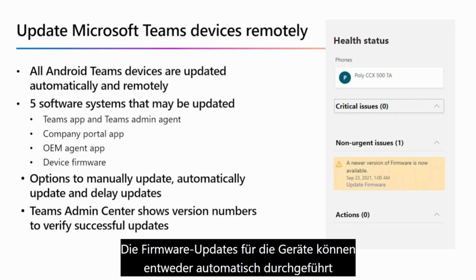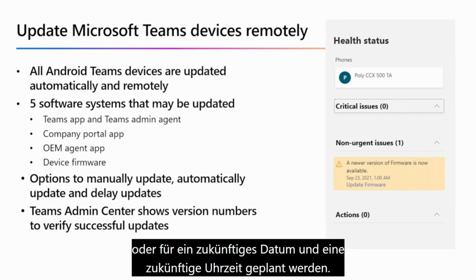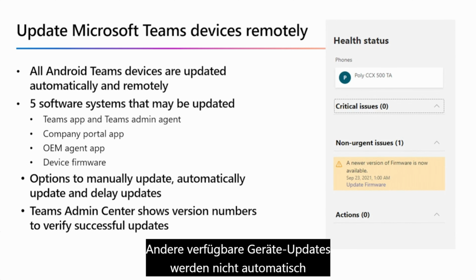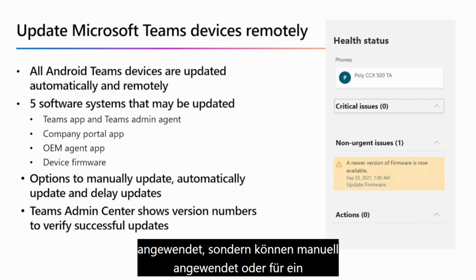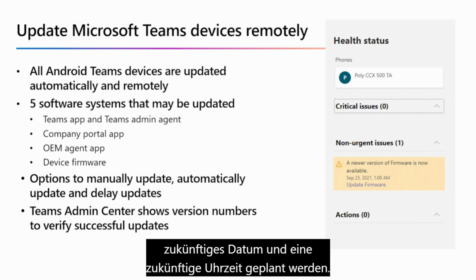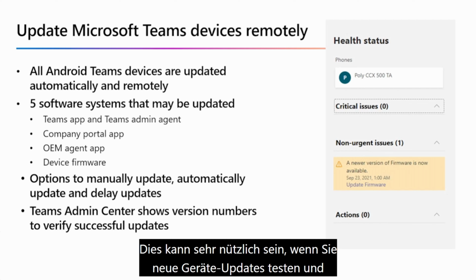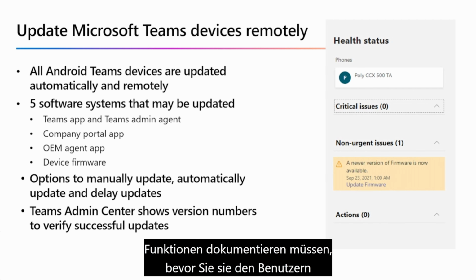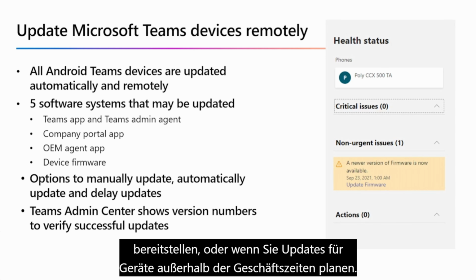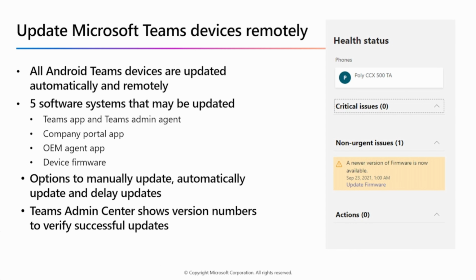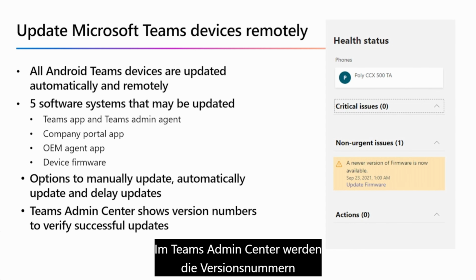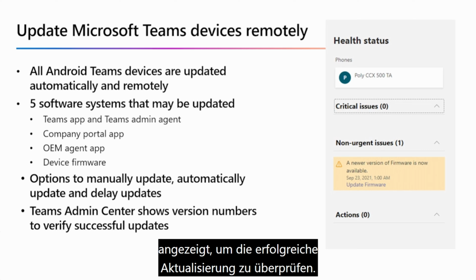The device firmware updates can either be applied automatically or scheduled for a future date and time. Other available device updates are not applied automatically, but can be applied manually or scheduled for a future date and time. This can be very useful when you need to test new device updates and document features before deploying them to users, or when scheduling updates to devices outside of business hours. The Teams Admin Center shows version numbers to verify successful updates.